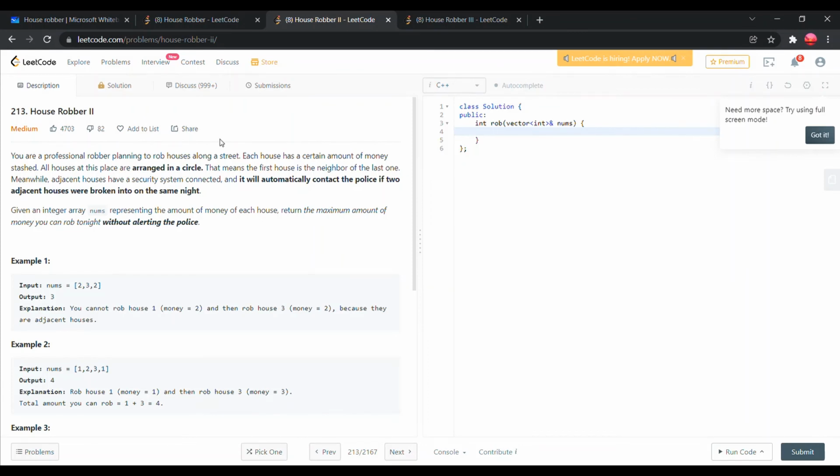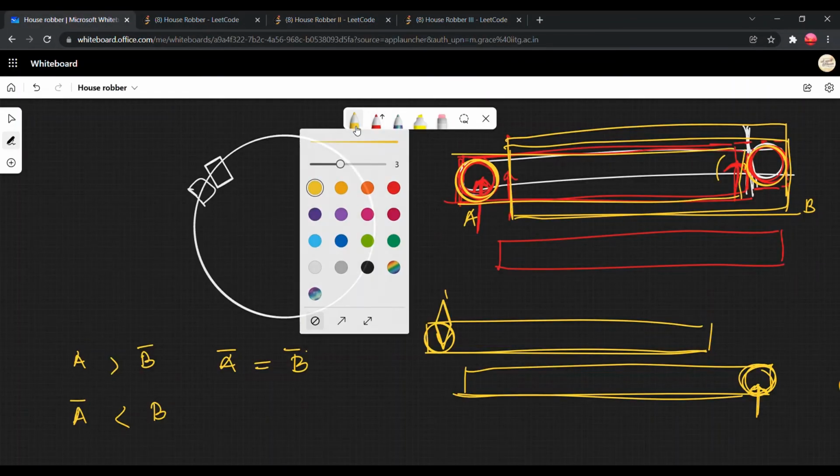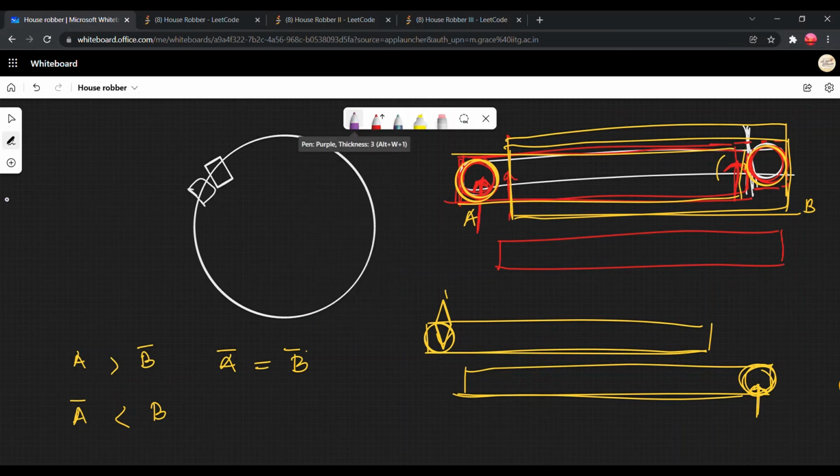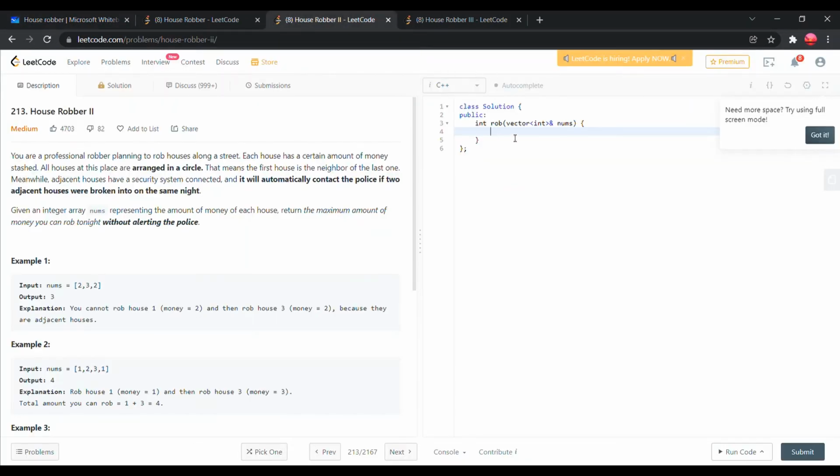In this particular question, there's one corner case which I missed when I was solving it for the first time. We are running the program from 0 to n-1, like size -1, and also 1 to n. But there's a particular case: we are saying if 0 is looted, then you should not loot the last element. But if there is only one house in the whole circle, then the first and the last element are the same, in which case you can loot both together, right, because they're the same. So that's a corner case which you have to take care of. So we're going to take care of that first.